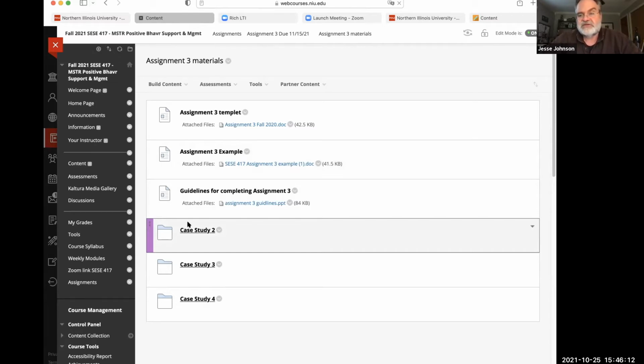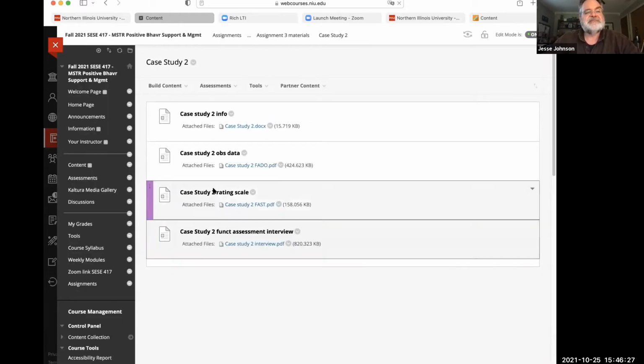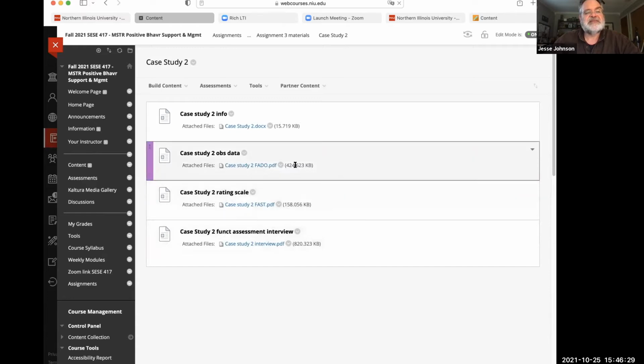If you really want to collect your own data on one of the students you're working with, that's still an option for you. It would just take some time. So for most of you, I think the case studies is going to be the way to go. This is an example of one case study. There are different functional assessment tools that have been done.